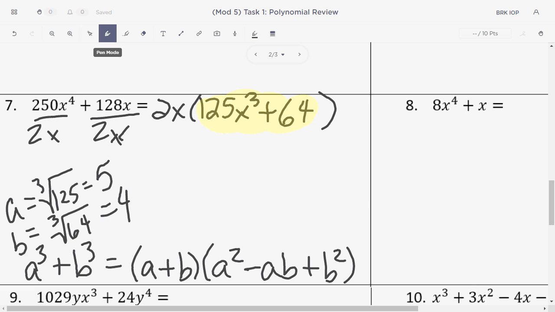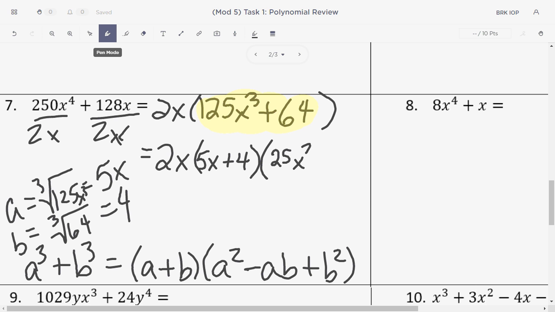Okay, and then I'm going to plug in. So keep your 2x, don't forget your 2x. And then, I'm sorry, I forgot my x on the a. The a is going to be 5x, so 5x plus 4. Now be careful here. A squared, that's 5x times 5x. That's 25x squared. Minus a times b, that's 5x times 4, so minus 20x. And then b squared, that's 4 squared, which is 16. So that's my answer. Pause if you need to.